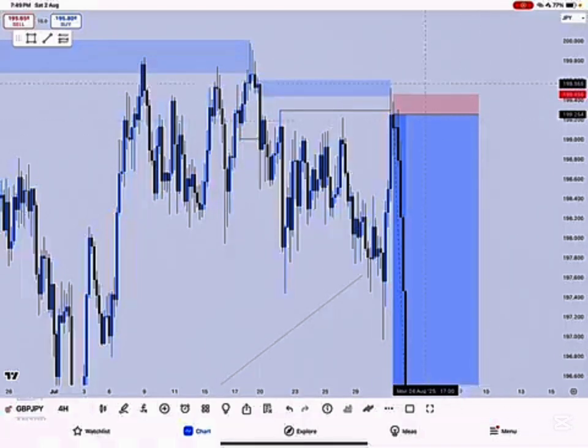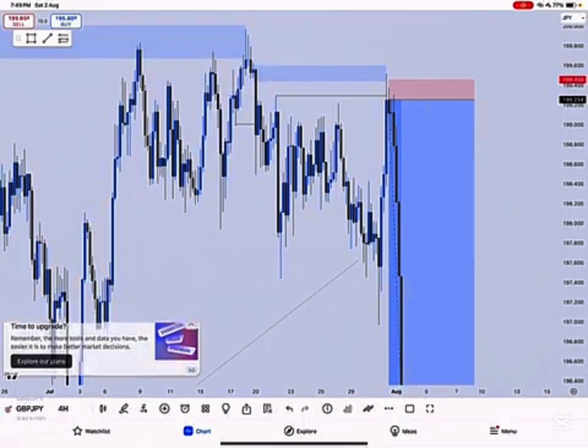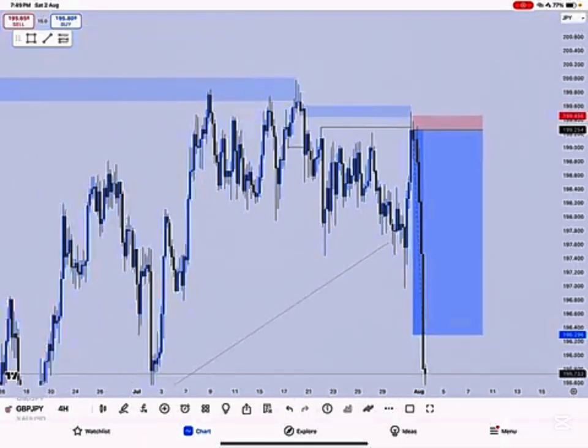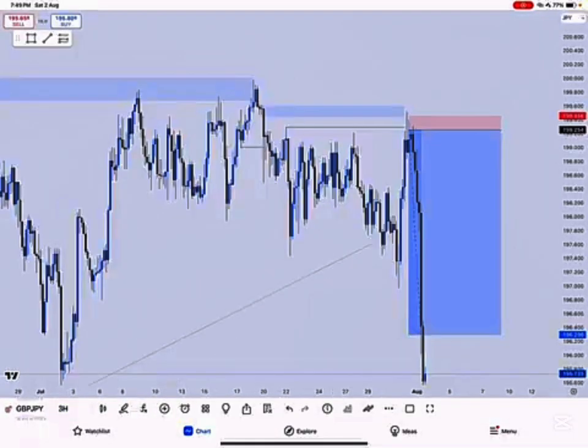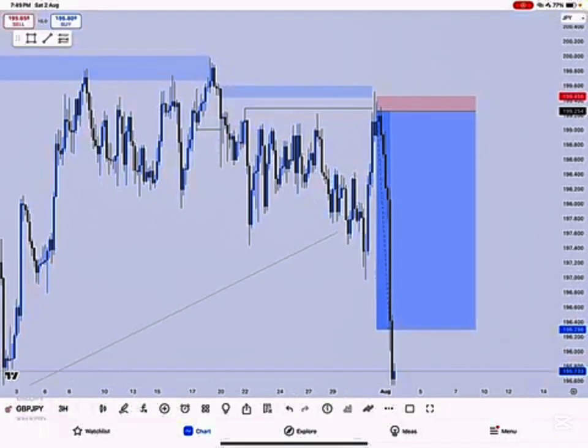I missed this order block getting triggered, so I basically used the confirmation entry to get into this trade right here. So the confirmation entry was after price already triggered the order block. I waited for price to give me this confirmation entry here, and I kept my stop loss here.